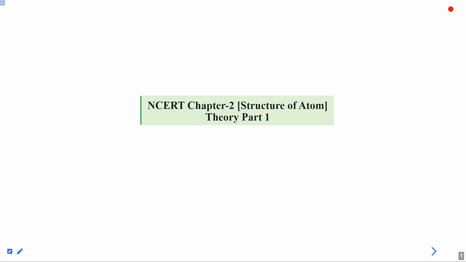Hello students. So welcome back to the class. Today we'll start the second chapter of the NCERT, Structure of Atom. So this is theory part 1. We've already completed our first chapter, which is some basic concepts of chemistry. Today we will see the second chapter, which is Structure of Atom. I will try to start with the fundamental things.